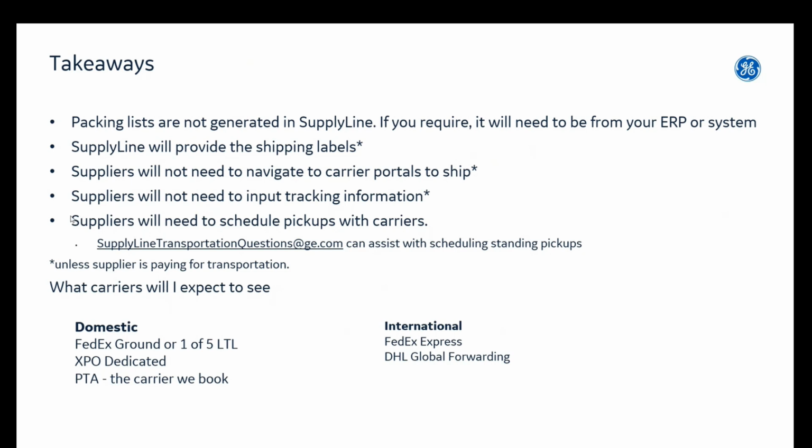The one thing that does remain the same as the process today is that you do still have to schedule your pickups with your carriers. No different, same process. You have to reach out. So, a couple of examples. If you're a domestic supplier and you ship domestically, and today you use FedEx Ground, in the future, once this process goes live, if you don't already have a FedEx Ground pickup scheduled for your facility, you would have to call into FedEx Ground and ask for a pickup.